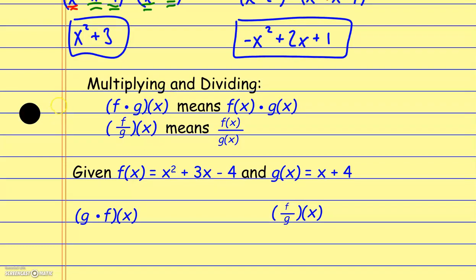And just like before, typically we'll see this as just f times g when we're not plugging anything in, or we'll see this as f divided by g when we're not plugging anything in. So all of these notations are just shorthands telling me to either multiply or divide the two functions.